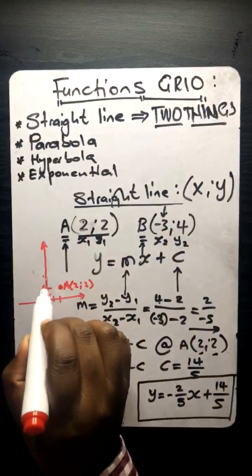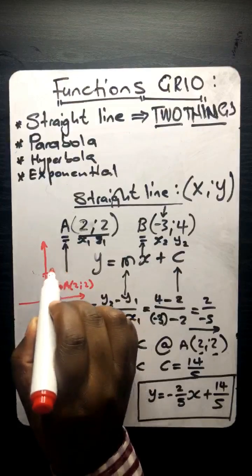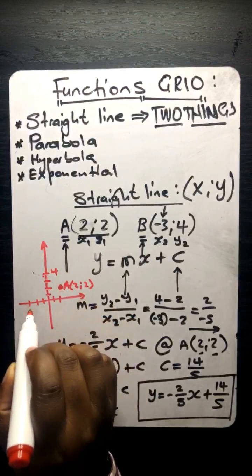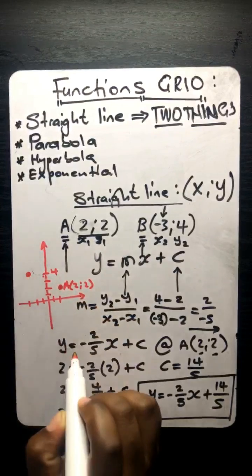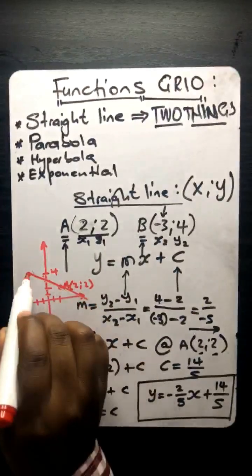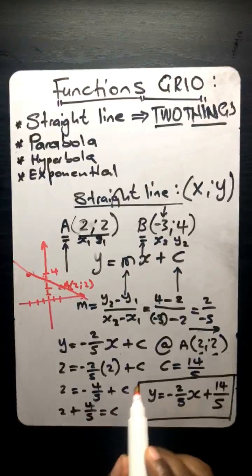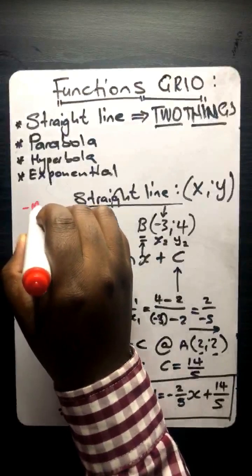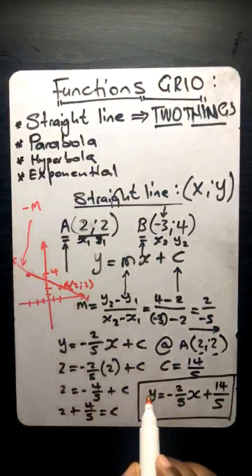And 1, 2, 3, 4. So can you see you are having 4 there, and then you have a negative 1, negative 2, negative 3. So that means the other point is that one there, being point B. Can you see when you join those 2 points, they give you a straight line? So can you guys see this straight line? We said it has a negative gradient because it ends in the second and the fourth quadrant.